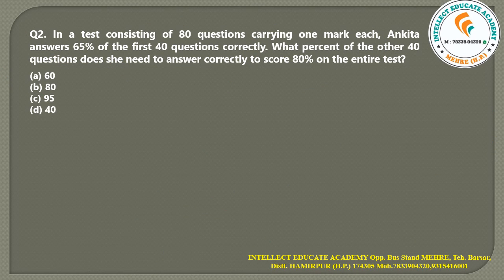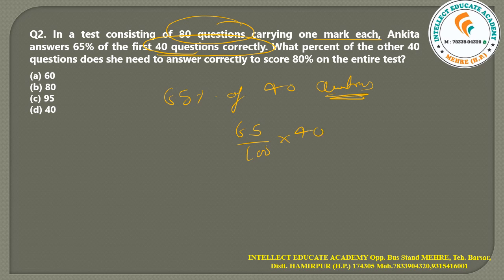Okay, in a test consisting of 80 questions carrying 1 mark each, Ankita answers 65% of the first 40 questions correctly. So how many is that? 65% of 40 questions. 65 upon 100 into 40. This is equal to how much? 5 tens are 10, this is 13, and this is 2. So she has solved 26 questions correctly out of 40 questions.